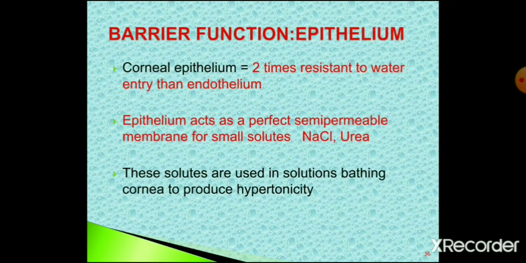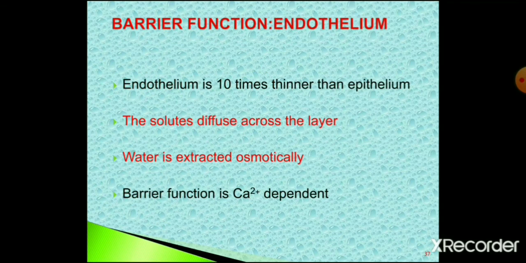Now, what are the barrier functions of the epithelium? Corneal epithelium is two times more resistant to water entry than the endothelium. Epithelium acts as a perfect semi-permeable membrane for small solutes like sodium chloride and urea. These solutes are used in solutions for bathing the cornea to produce hypertonicity.